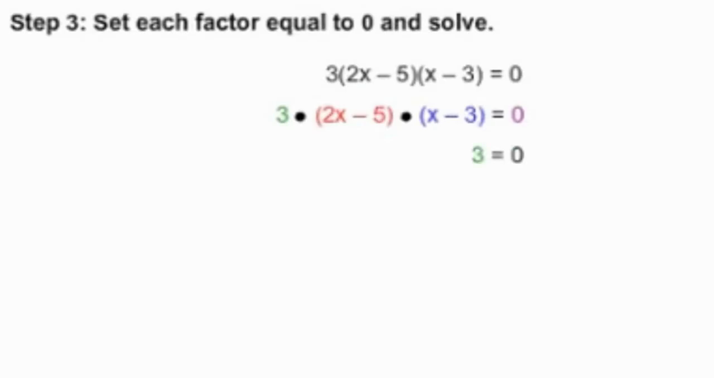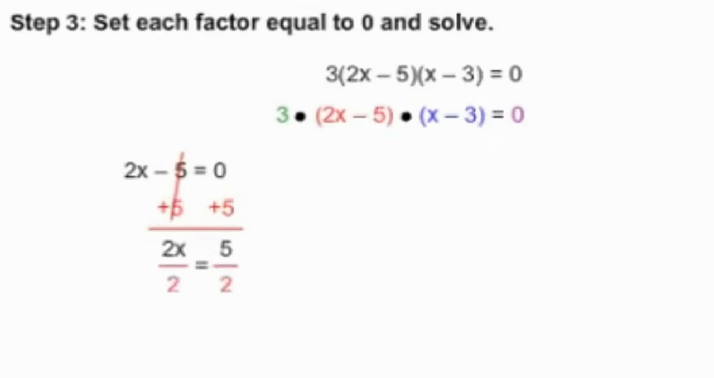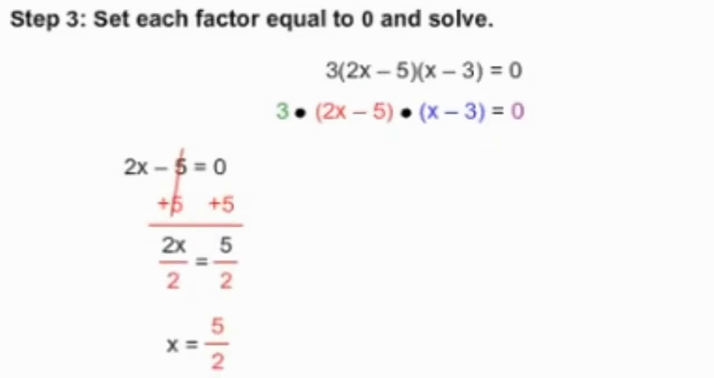If the first factor of 3 is set equal to 0, the equation 3 equals 0 is created. But 3 can never equal 0. This is a false statement and will not be considered in the final solution. However, the other two binomial factors can be solved to find a solution. When the factor 2x minus 5 is set equal to 0 and solved, the result is x equals 5 halves. When the factor x minus 3 is set equal to 0 and solved, the result is x equals 3.